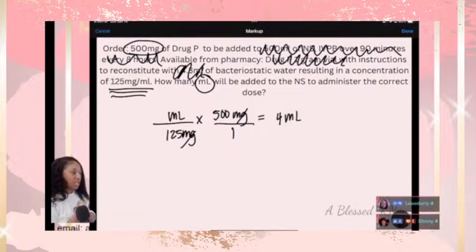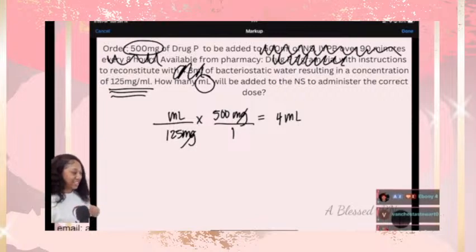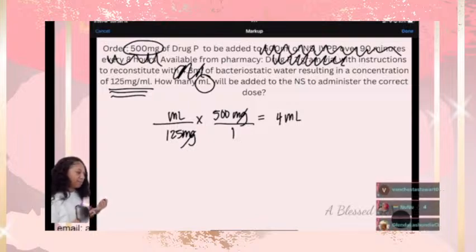So do you see how that problem was just that over that times that? You crossed out a lot because it was a lot of fluff. That's what I'm telling you. Y'all see these problems and y'all freak out over the fluff. And I'm like, just scratch it out.